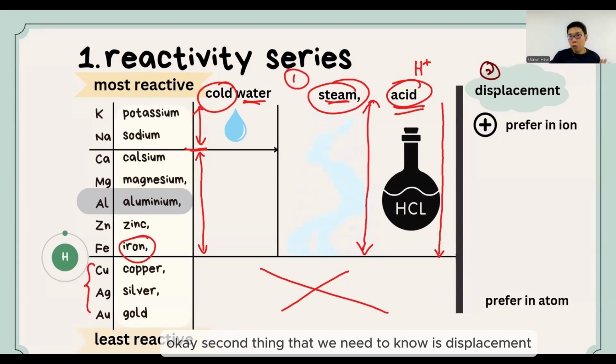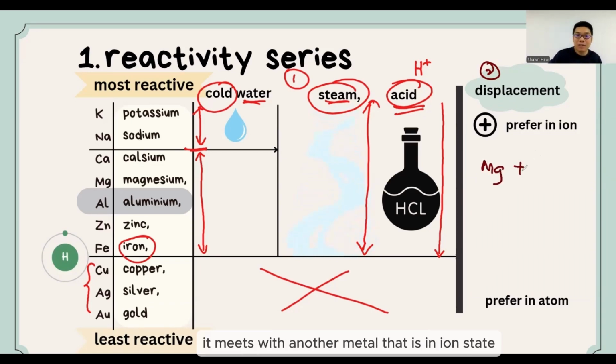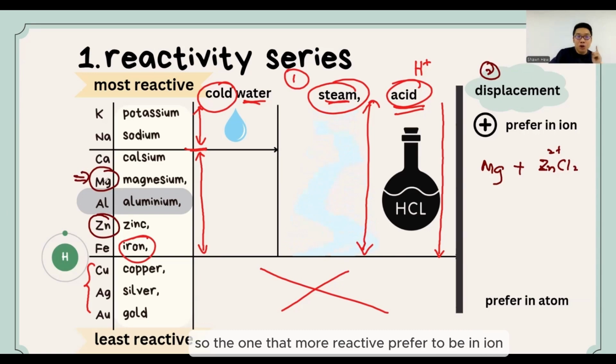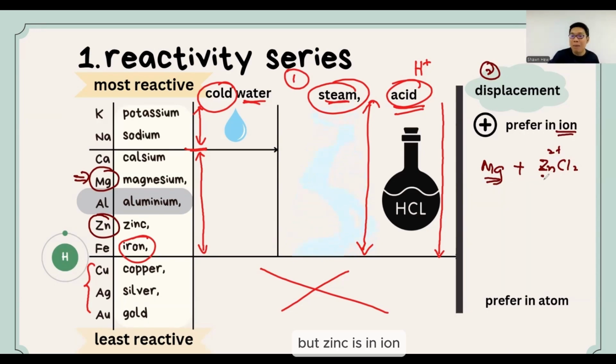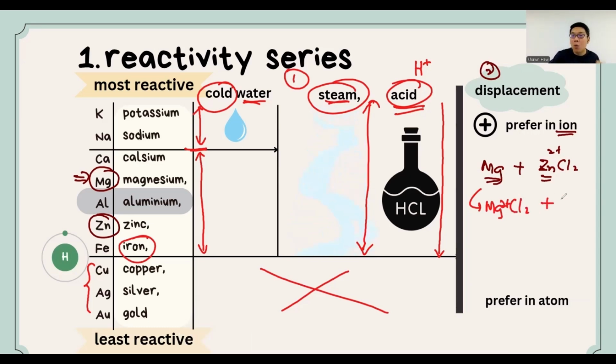Okay, second thing that we need to know is displacement. Displacement is when a metal, for example, magnesium, meets with another metal that is in ion state, which is ionic bond initially. Two of them will compare with each other. Who is more reactive? Obviously, magnesium is more reactive. So the one that is more reactive prefers to be in ion form, which initially is not the ion, but zinc is the ion. So after they confirm with each other, magnesium prefers to become ion. That's why magnesium will be involved in the ionic bond to form magnesium chloride, while zinc that is not that reactive will go back to metal. So in this situation, displacement happens.